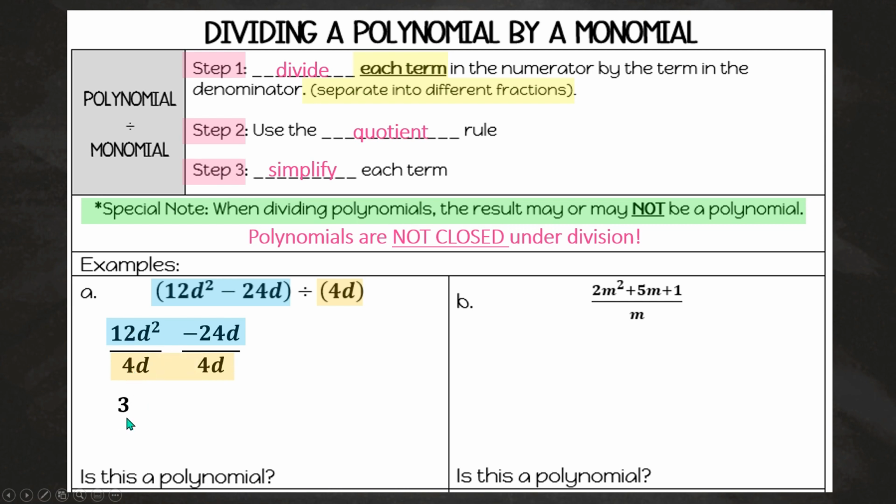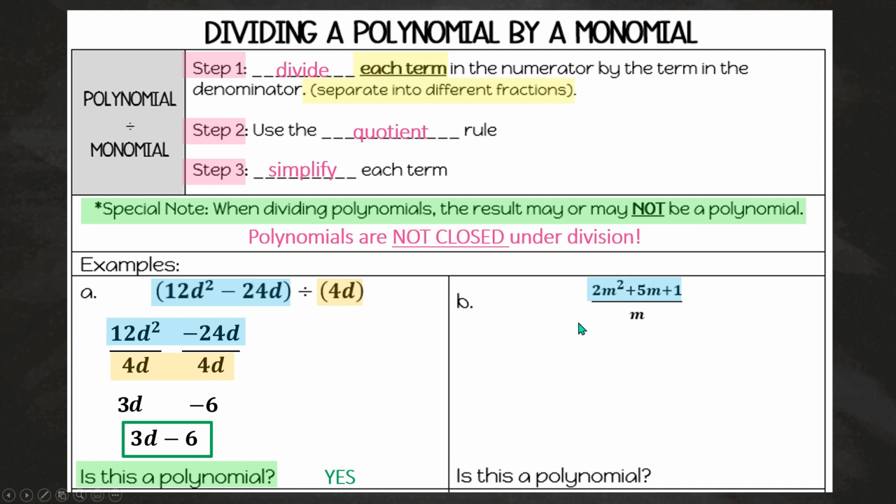12 divided by 4 gives me 3. D squared divided by d will give me just d. Negative 24 divided by 4, and I get a negative 6. D divided by d would be 1, so I end up getting 3d minus 6. Is this answer a polynomial? Absolutely, yes. Remember, a polynomial cannot have a fraction or a variable in a fraction or a negative exponent.